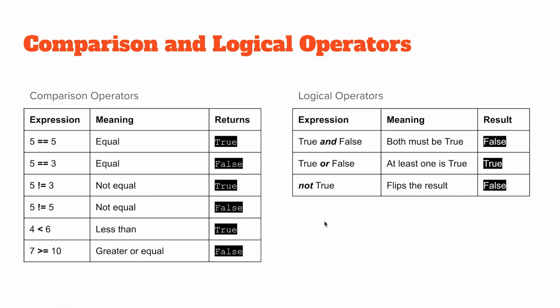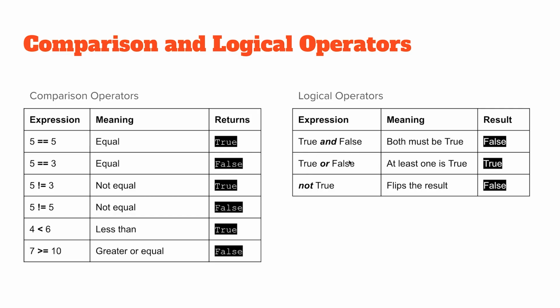We also have logical operators: and, or, not. And will return true when both are true. So true and false, this will return false. When it was true and true, it is true. False and false becomes false, because none of them is true. Both should be true, right?